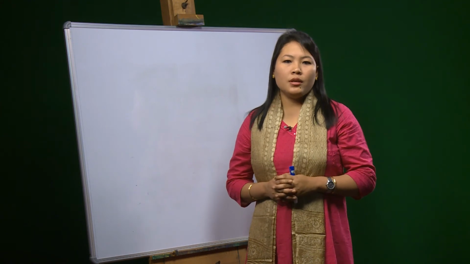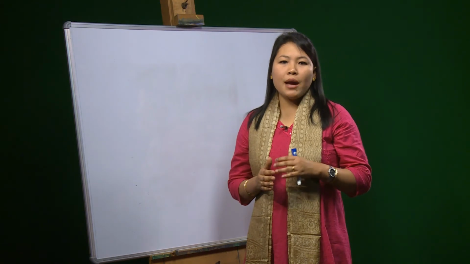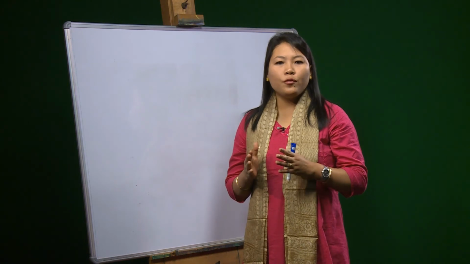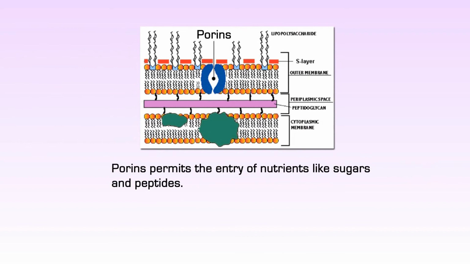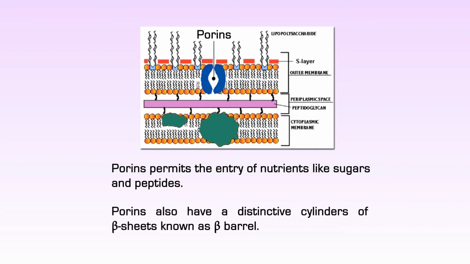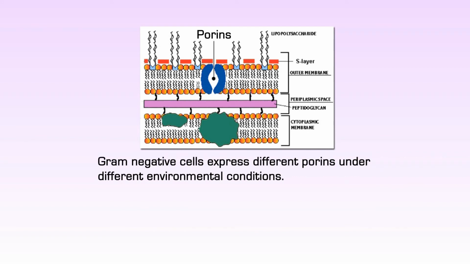Next we'll come to the proteins of the outer membrane. Outer membranes contain unique proteins that are usually absent in the inner membrane. They contain a class of transporters known as porins. These porins permit the entry of nutrients like sugars and peptides. They also have a distinctive cylinder of beta sheets, which we term a beta barrel. And these gram-negative cells express different porins under different environmental conditions.